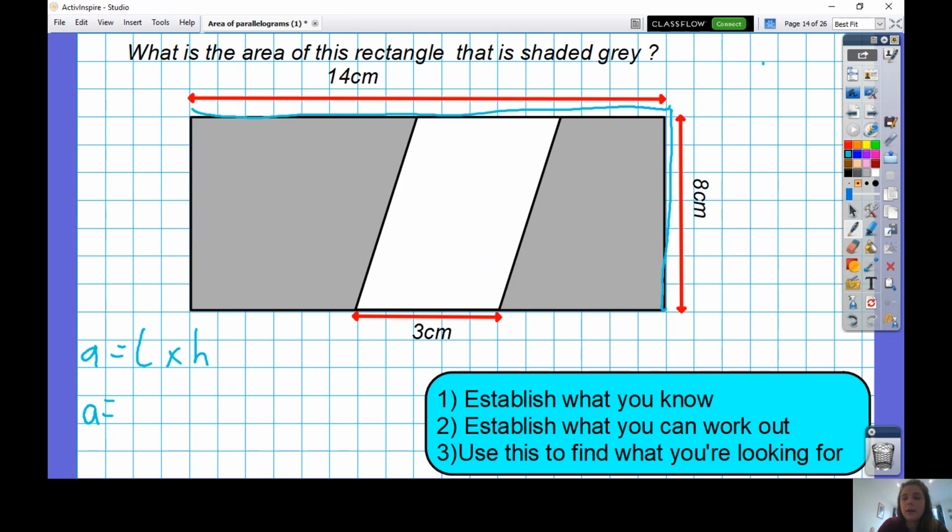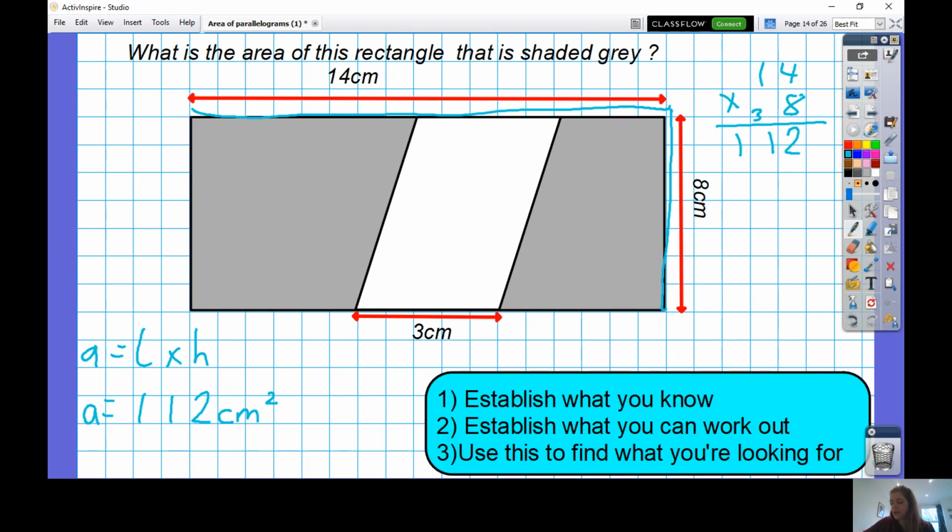14 multiplied by 8. I'll do that up here because I don't want to make a silly mistake by getting it wrong. 8 times 4 is 32. 8 times 1 is 8. Let's add 3. That's 112. So the area of the whole rectangle is 112 centimetres squared. Is that answering the question though, or do I need to do something else?